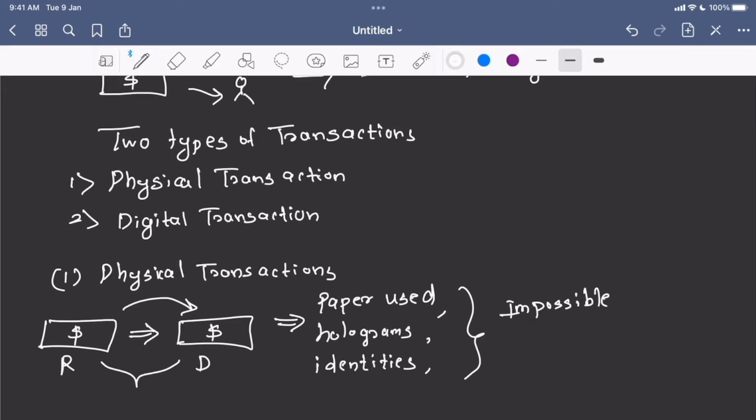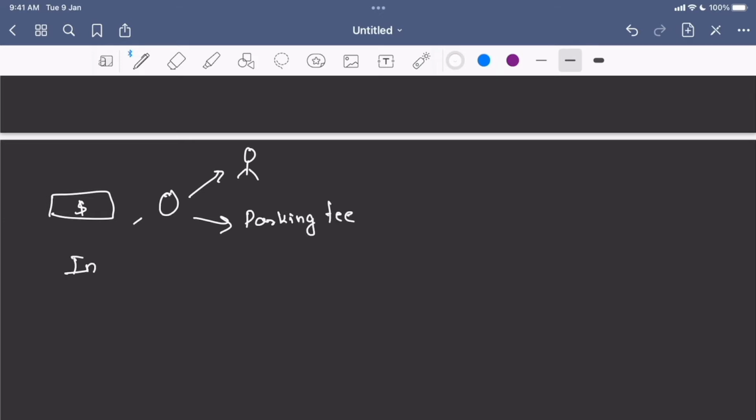And of course, let's see the other scenario. If I have a $1 bill, or let's say I have a coin, then naturally it is not possible to give the same coin to some shopkeeper and use the same coin for your parking fee. This is obviously not possible. So we can say that in physical transactions, double spending is not possible.